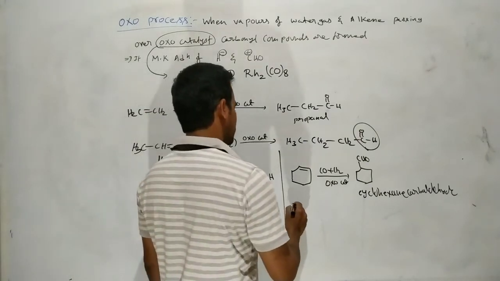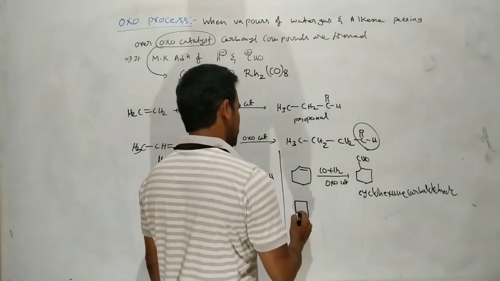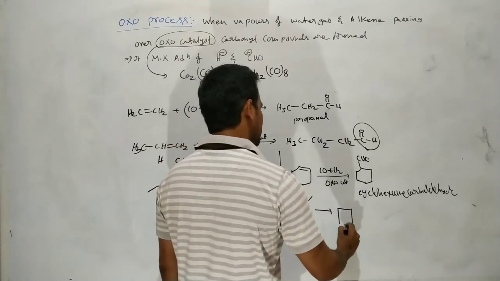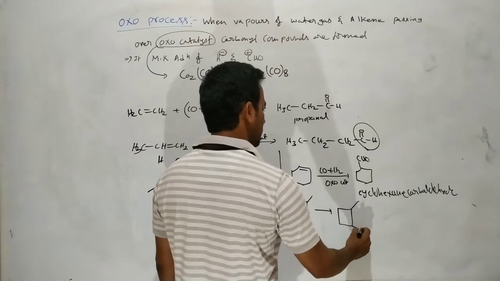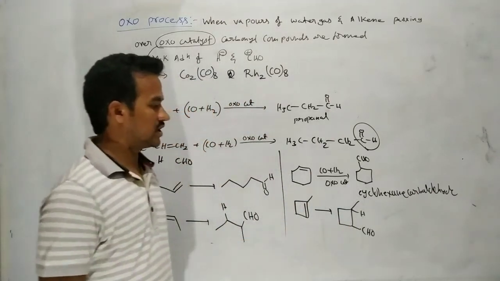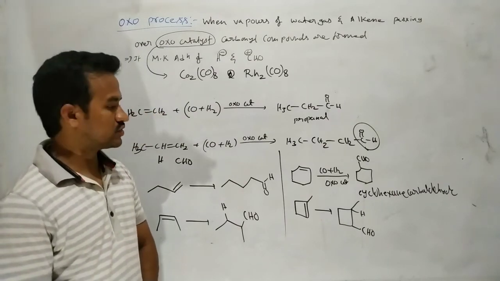Suppose we take an unsymmetrical compound, such as methylcyclobutene; in the oxo process it gives a different product. Here a hydrogen is added and there is a CHO. So that is the oxo process.